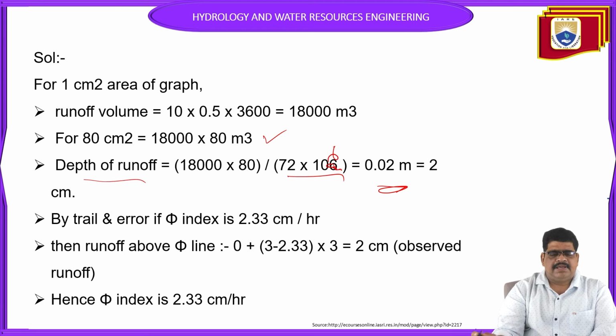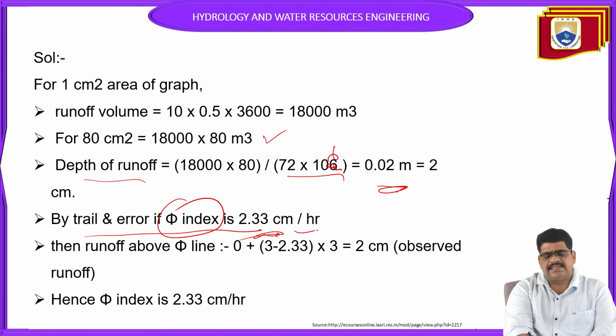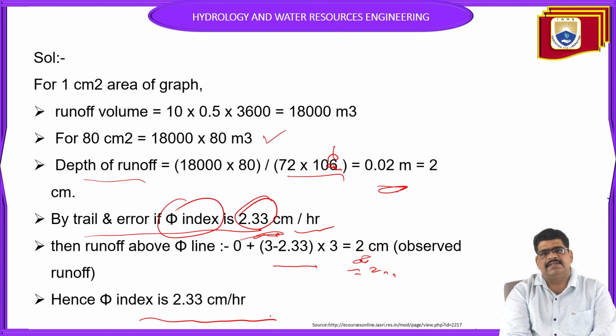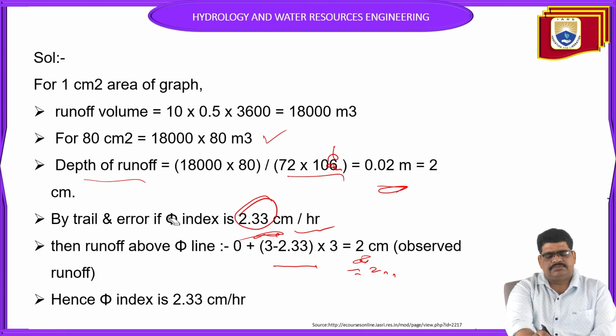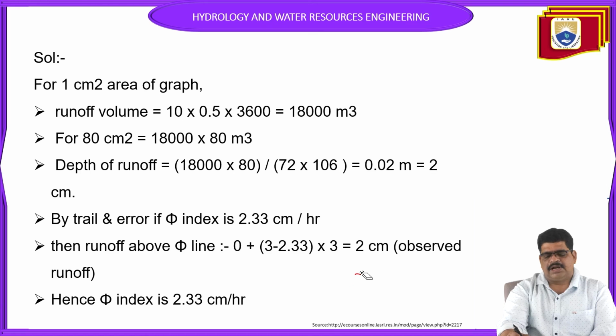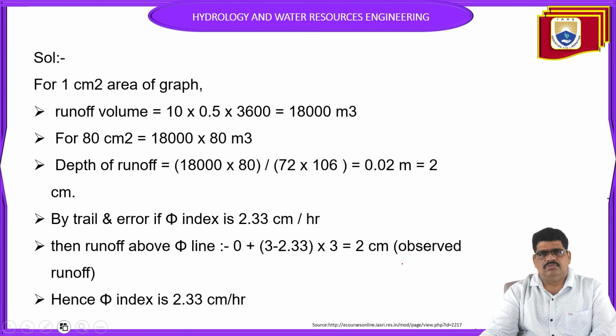By trial and error, we assume the Phi index is equal to 2.33 centimeters per hour. Then the runoff volume above the Phi index is equal to 0 plus (3 minus 2.33) into 3, which is equal to 2 centimeters of runoff. So how much did we get? 2 centimeters. We assumed 2.33. Hence the Phi index value of 2.3 centimeters per hour is correct by applying the trial and error method. This is the formula to find the Phi index value.